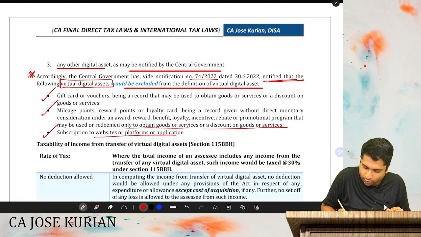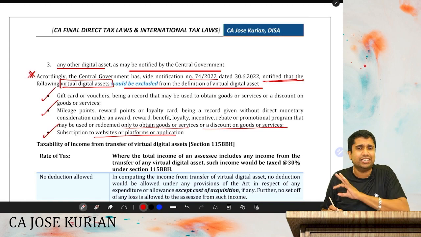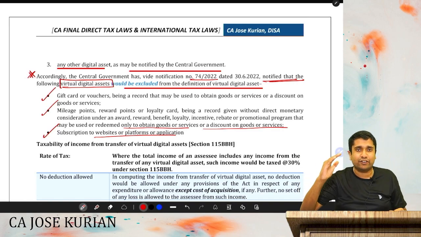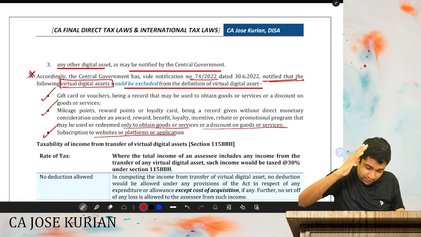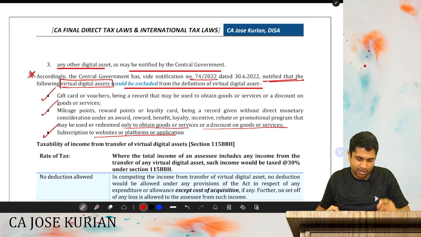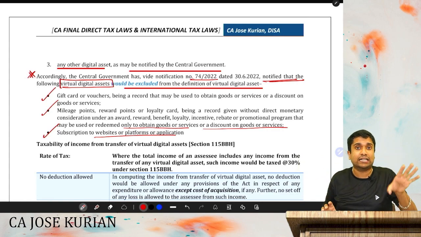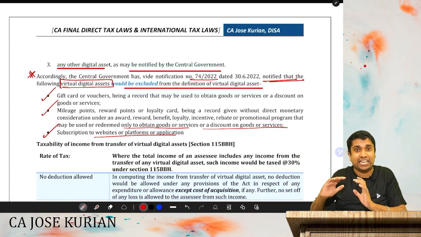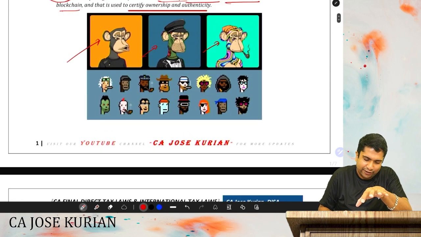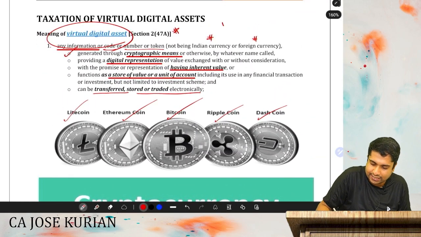Now, moving on. Number 3, subscription to websites or platforms or applications. Say you have a subscription to a website, platform or application, it is never regarded as a virtual digital asset. So these 3 items are never regarded as virtual digital assets. Which all are they? Gift cards, vouchers, etc. Mileage points, loyalty points, reward points, etc. Or subscription to websites, platforms or applications, etc. are not regarded as virtual digital assets, even though they are an electronic digital representation. All right. So this is the definition of virtual digital assets. Rather, we can call it VDA.